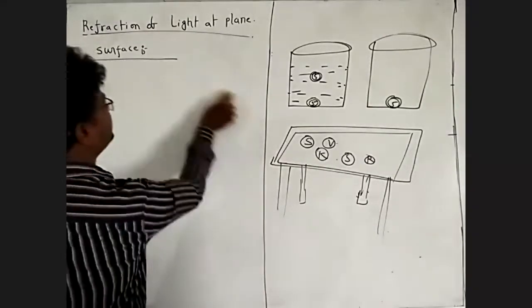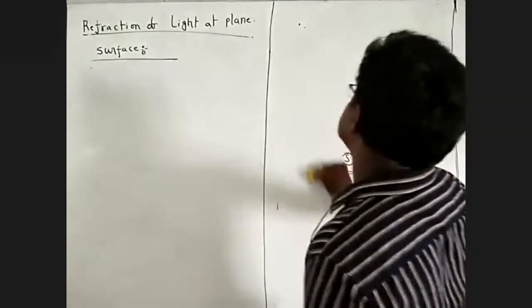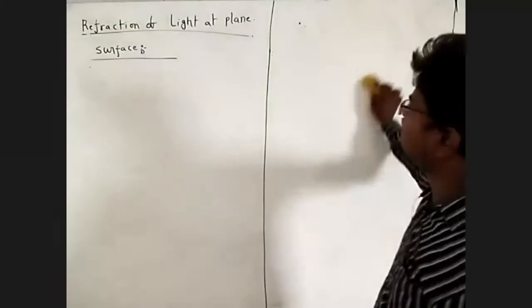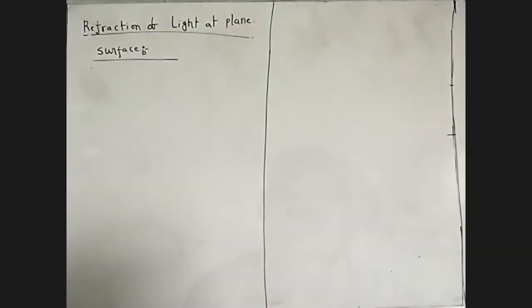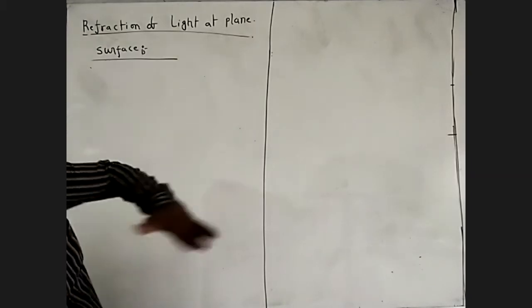You might have observed that when a coin is kept at the bottom of a vessel and the vessel is filled with water, the coin appears bigger than actual size. Similarly, when a glass slab is kept on the table, the letters appear bigger than actual size when we are seeing through the glass. So what could be the reason? We have to study the refraction of light, after which we will get the clarity.